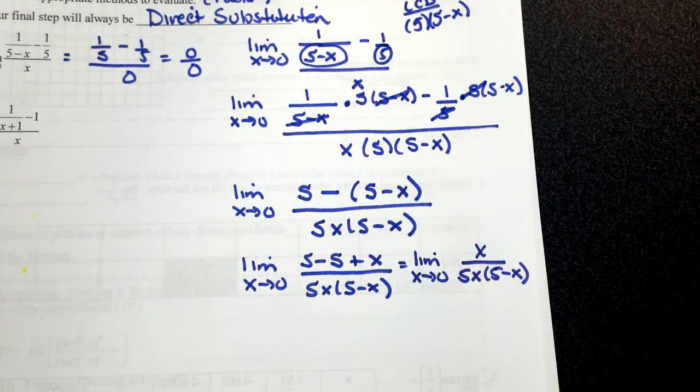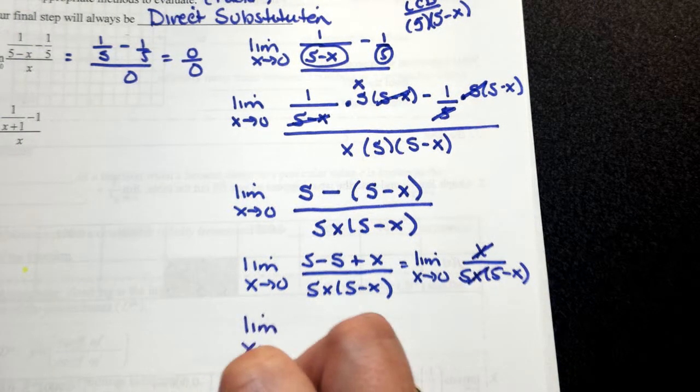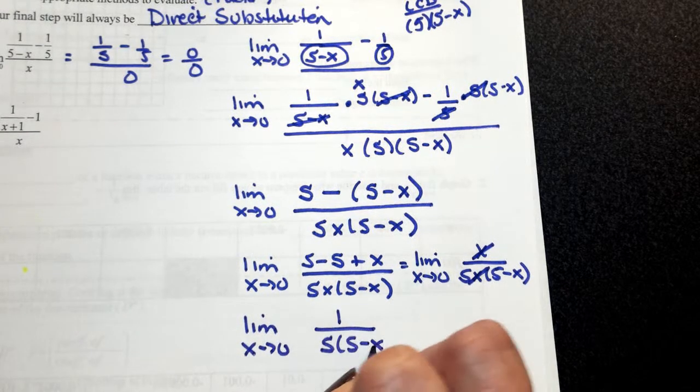Can I still simplify this fraction? What can you cancel out? X. So I have the limit as x approaches 0 of 1 over 5 times 5 minus x.